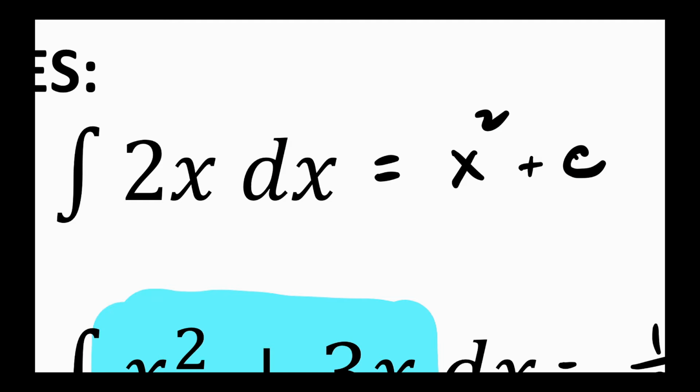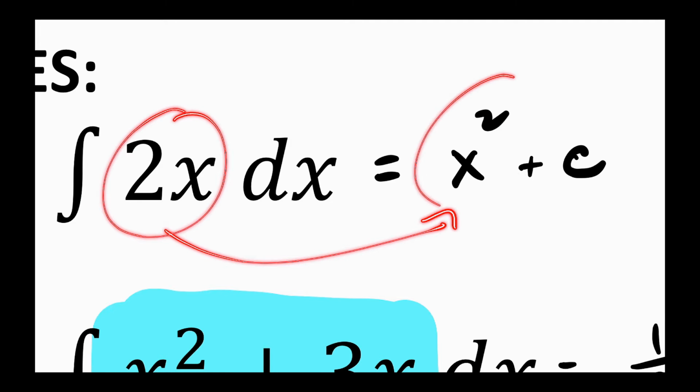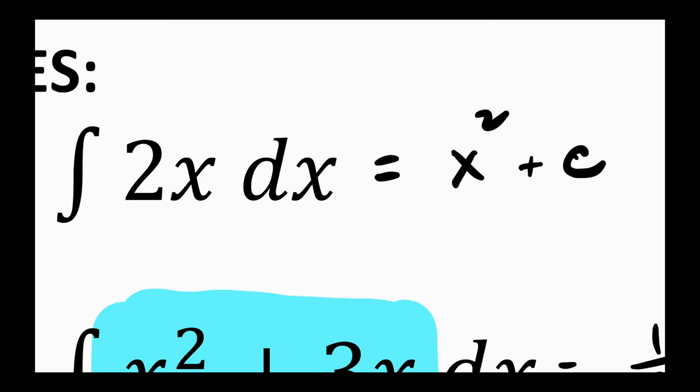To go from here to here. Where'd the 2 go? Right? The power rule for derivatives said you take this power, you move it to the front, and then you subtract 1 from the original power, and there you have the derivative. That's what I'm looking for. So what do we do?